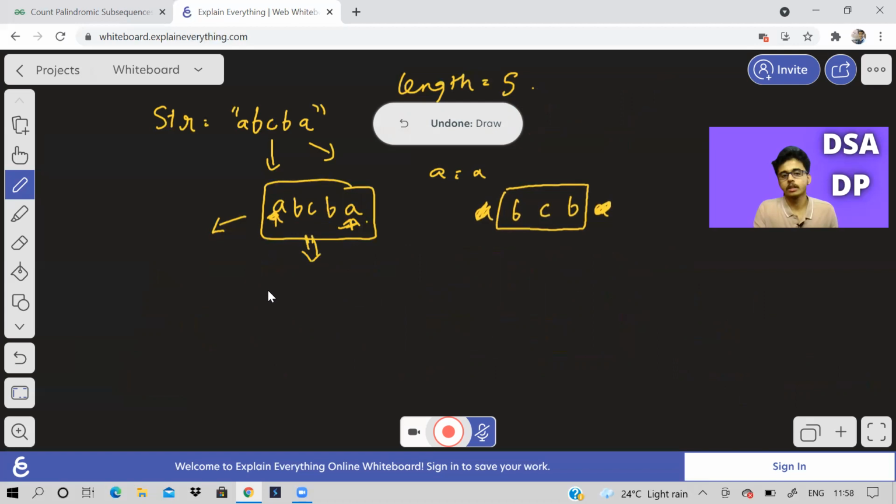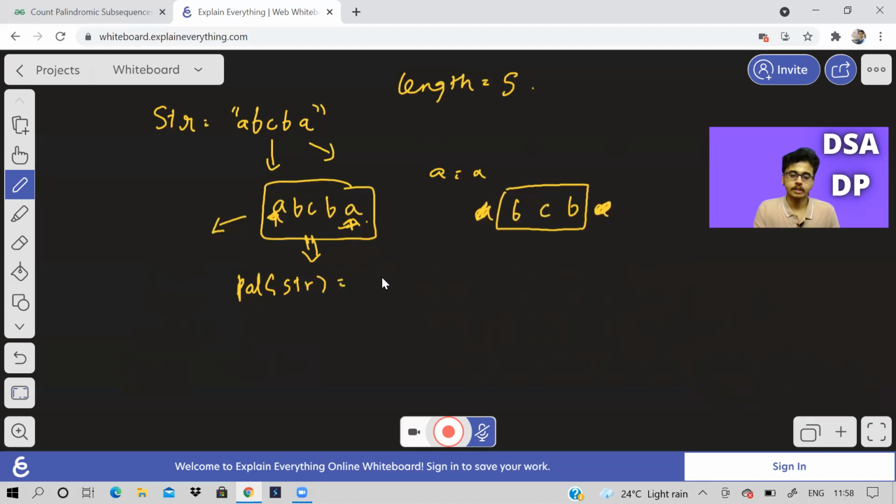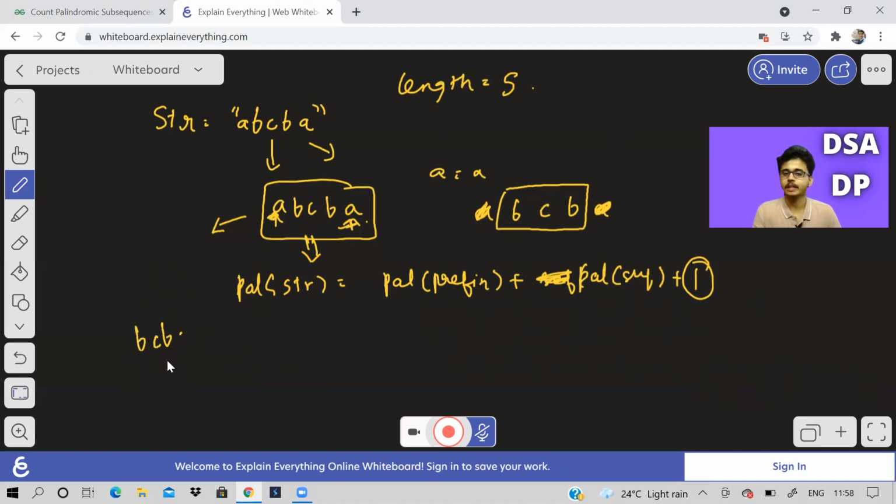So the number of palindromic subsequences for this string will be the number of palindromic subsequences for the prefix part plus the suffix part plus 1. Why plus 1? How did this 1 come here? See, I told you, if we consider the middle part, and if we consider the middle part plus the first and last character, then we'll observe that the count of palindromic subsequences for this will be equal to the count for the middle, plus 1.